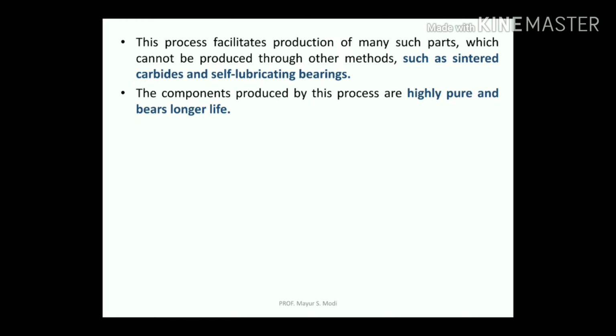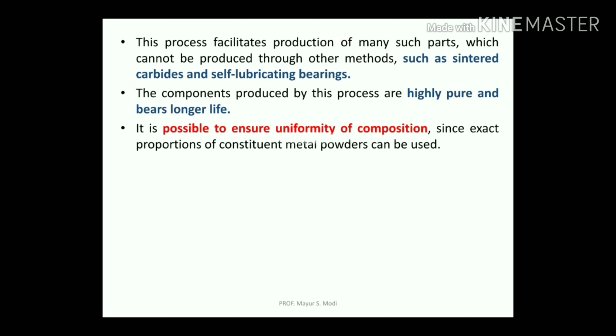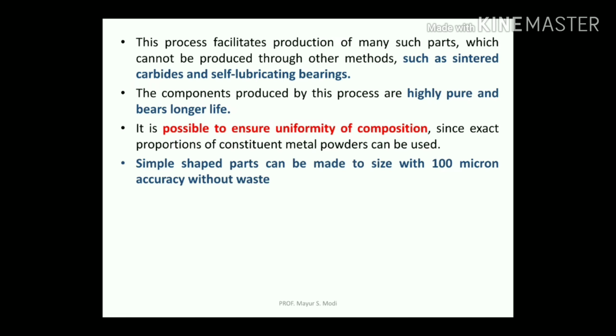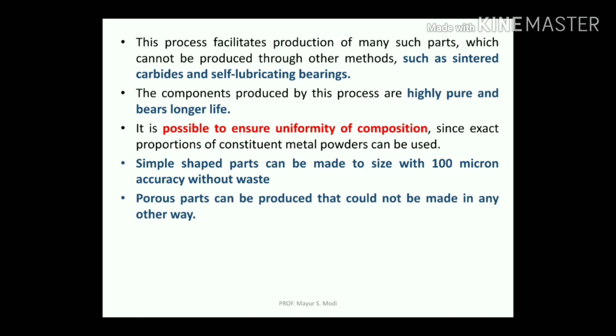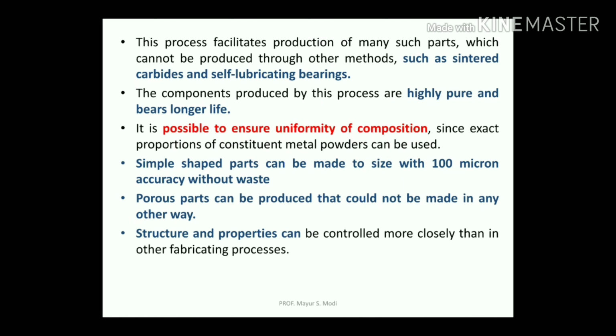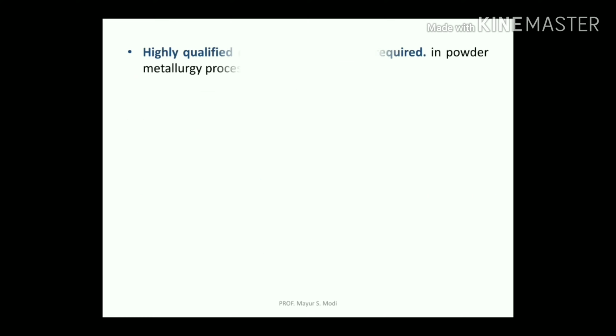The components produced by this method are highly pure and bear longer lives. So it is possible to ensure the uniformity of the compositions, since exact proportions of the constituent metal powders can be used. Simple shape parts can be made to size with 100 micron accuracy without any kind of waste. Porous parts can be produced that could not be made by any other methodology. Structure and properties can be controlled more closely than in other fabrication processes.